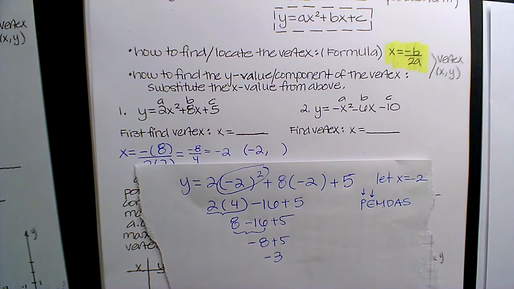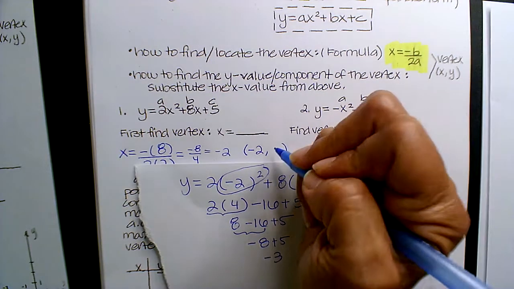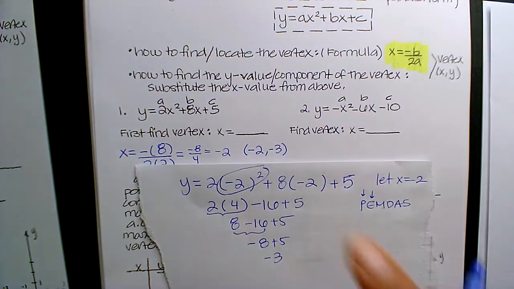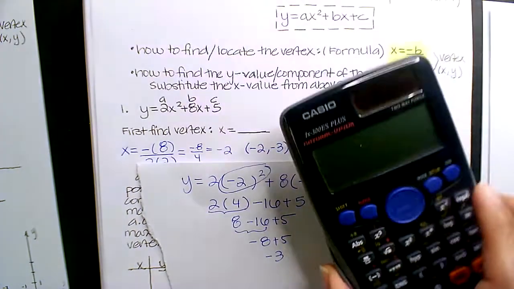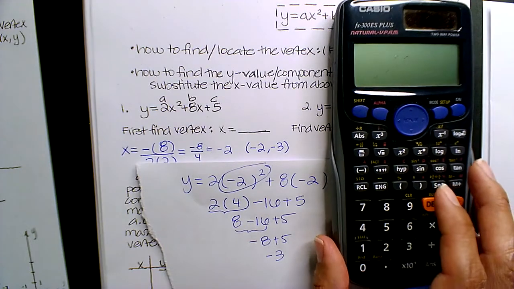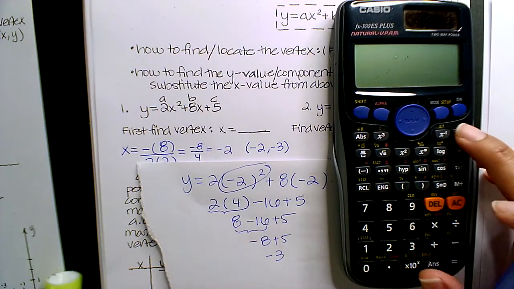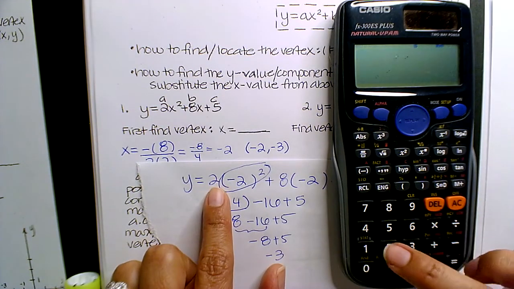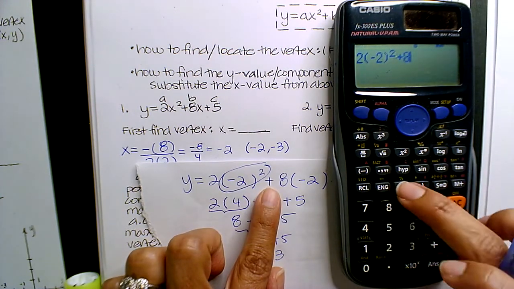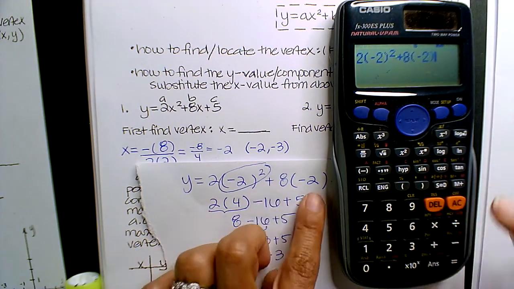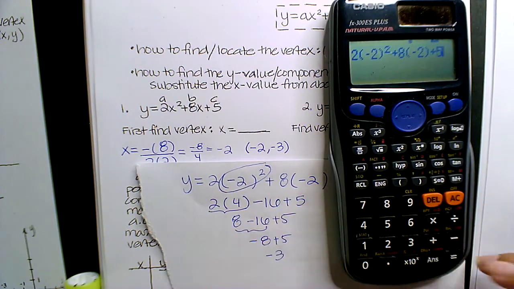So far, so good? Okay, so you're going to plug in negative 3 here. That is my vertex. Now, just for calculator use, what you see is what you type. So, 2, negative 2 squared plus 8, negative 2 plus 5.